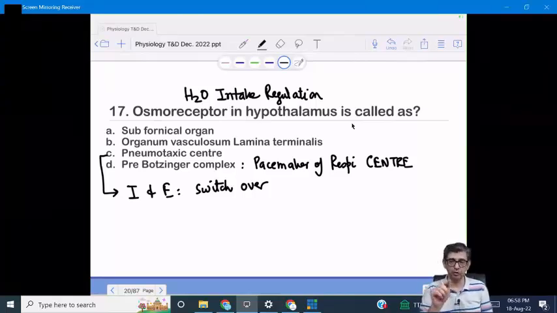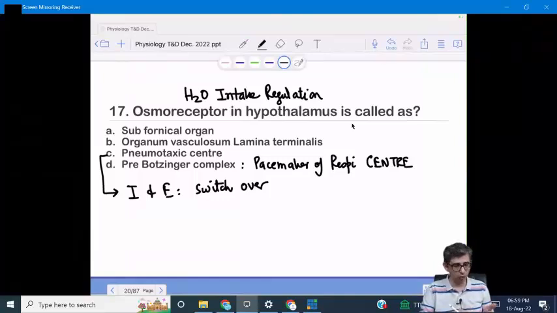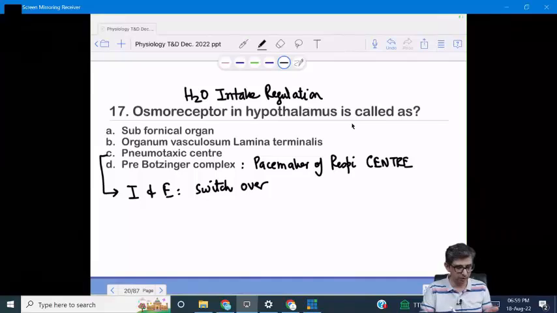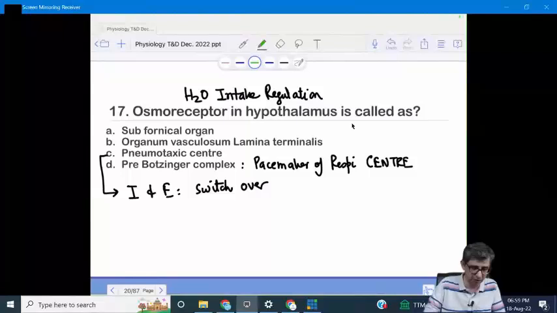But the drive for respiration comes from the pre-Botzinger complex, which is in the medulla. So C and D are ruled out. You are left between subcortical organ and OVLT, and the correct name is OVLT, that is organum vasculosum lamina terminalis. The correct answer for 17 is option B.